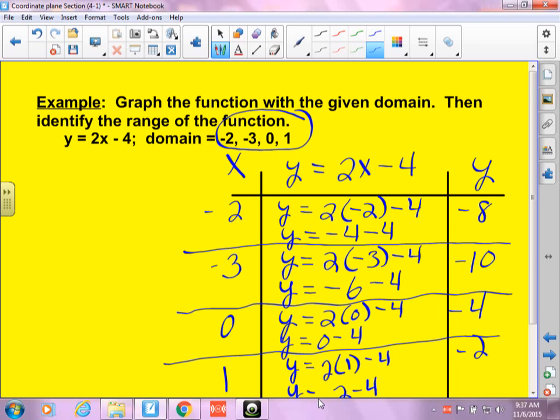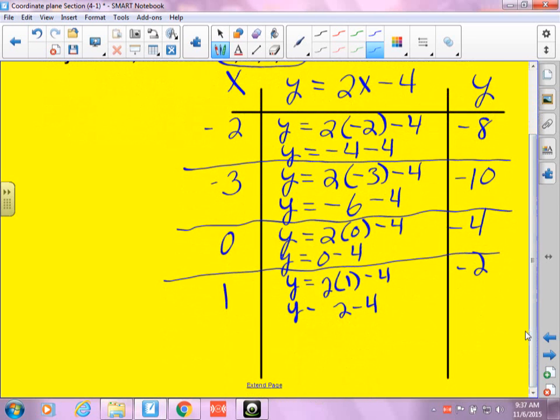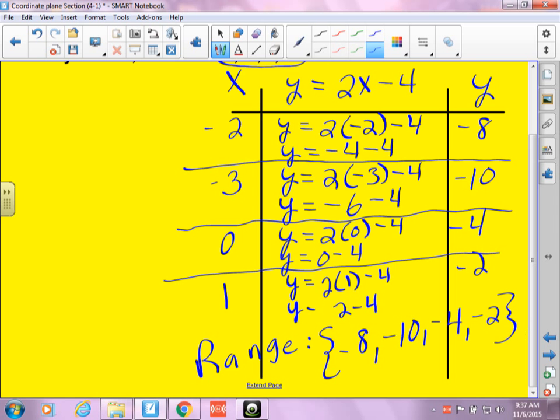All right, so am I done? Why? Okay, I need to write the range. So range, have we done this before? Yeah, we did. We did this in a homework assignment. So this should be like, oh, I remember how to do this. And super easy, okay? What do I write down? Negative 8, negative 10, negative 4, negative 2. Not hard, is it? No, super easy. We've done it before. We've practiced it. I taught it. We're good to go. That's a good feeling.